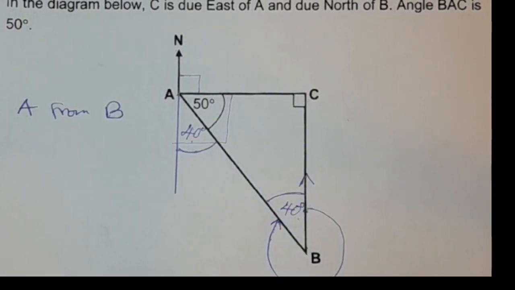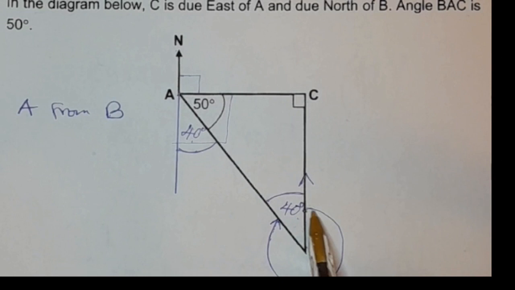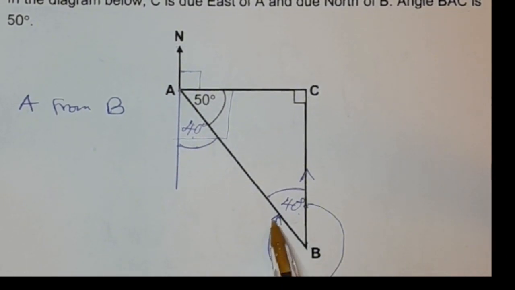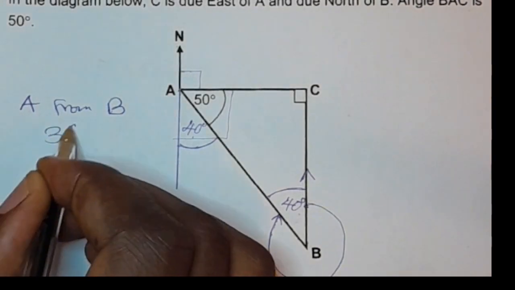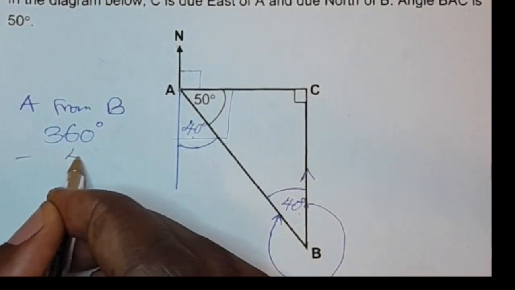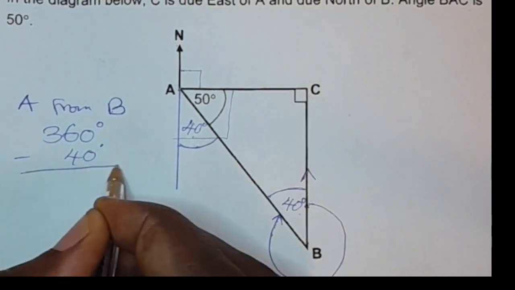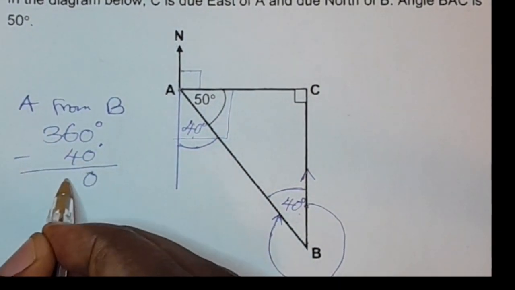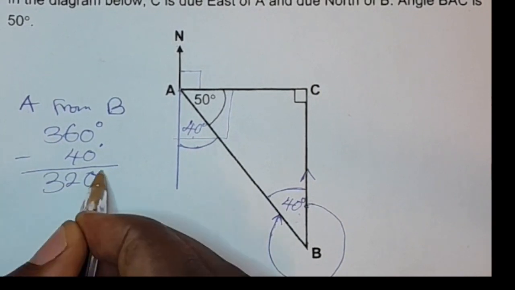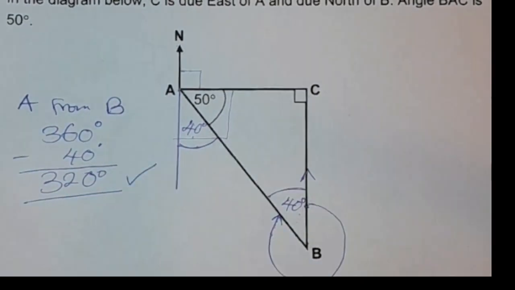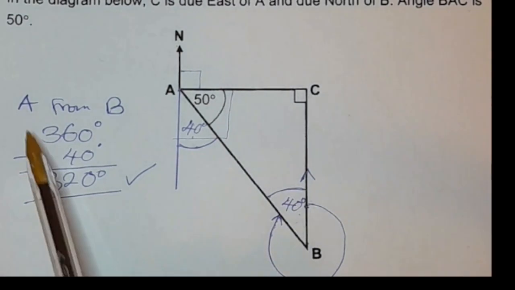Okay, now our work has been made easier. So for us to find the bearing of A from B, which is the bearing from here going round up to here, we say the total turn, which is 360 degrees, minus 40 degrees. So 360 degrees minus 40 degrees gives 320 degrees. So this is the bearing of A from B.